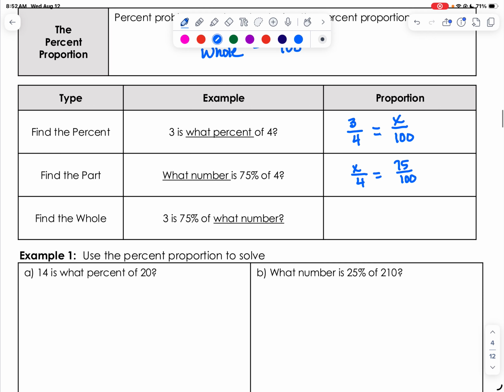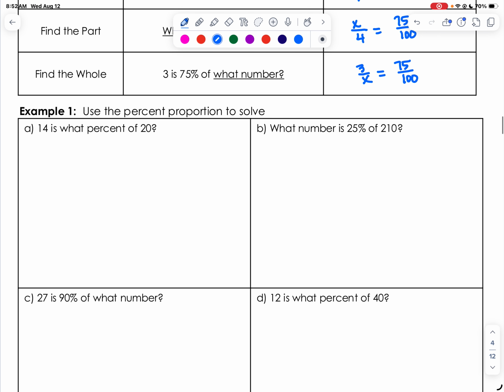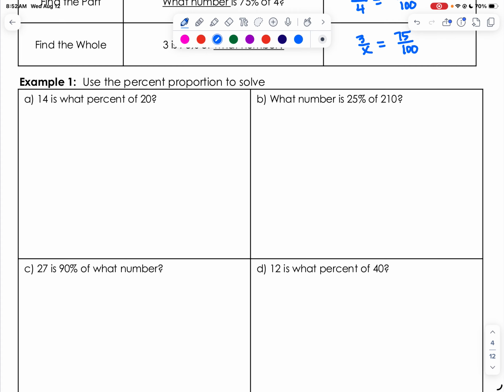The last thing you might be asked is to find the whole or the total. 3 is 75% of what number? So this time we don't know the whole or the total. So we'll say 3 over x equals 75 over 100. Now, let's look at some of the examples where we'll actually solve to find the missing piece.